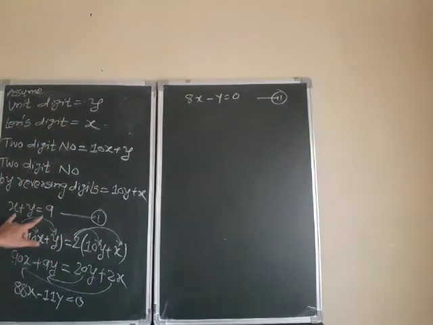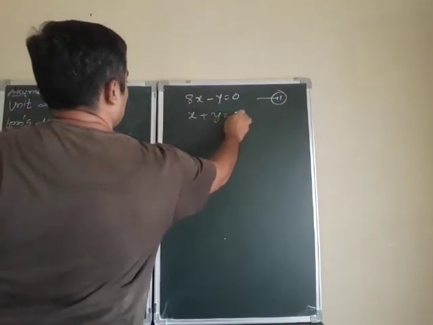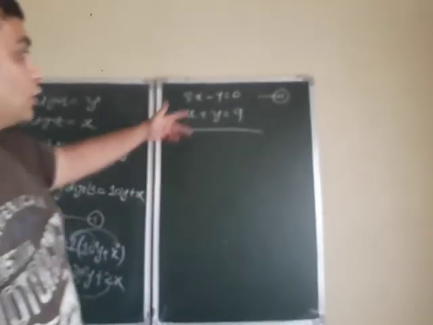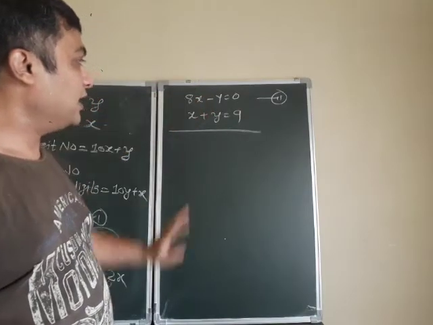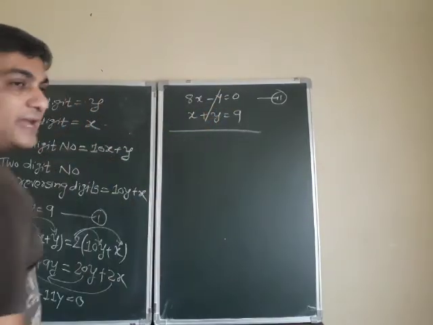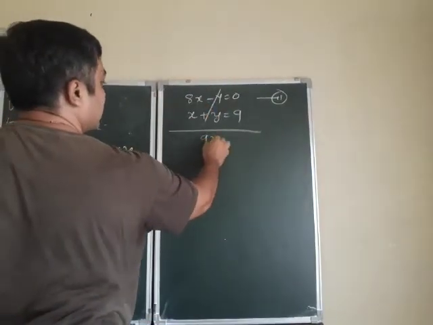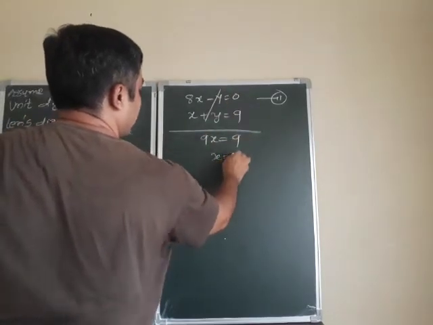Now solve these equations. See, the first equation is x plus y is equal to 9. Is it necessary to multiply the coefficients? No, because here the coefficients are the same, 1 and 1. Okay, they are opposite of each other, so no need to subtract. You just directly add both these equations. So minus y plus y cancel. 8x plus x, that is 9x. 0 plus 9, that is 9. So x is equal to 1.